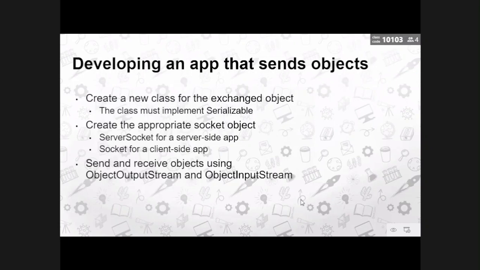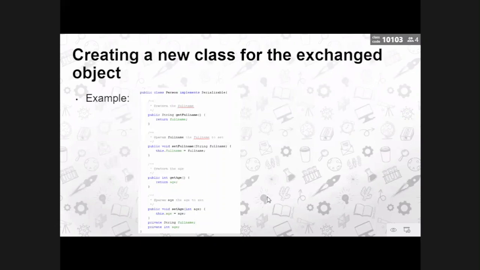Okay, so these are the steps that you need to do to develop an app that sends objects. First, you need to create a new class or classes, and then you need to create the appropriate socket object, and then you can send and receive objects using object output and input stream.